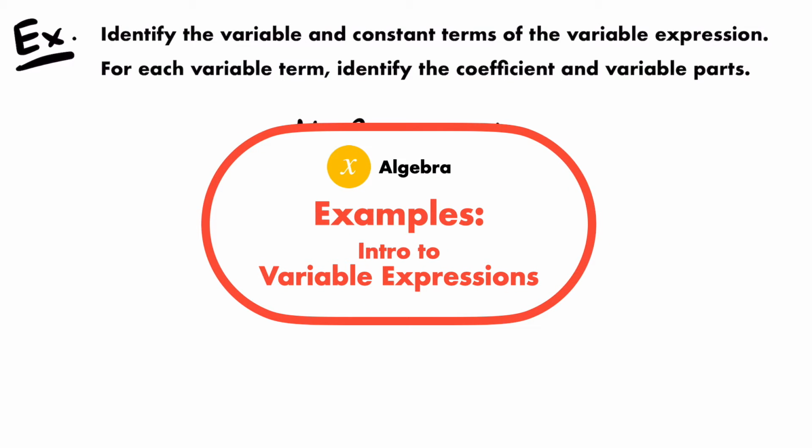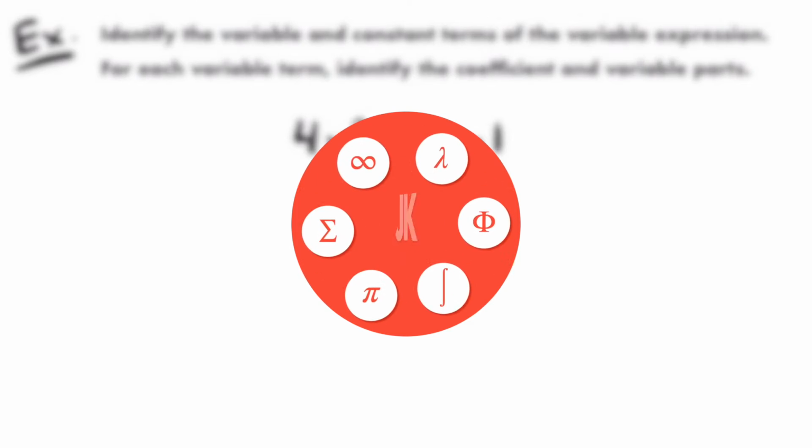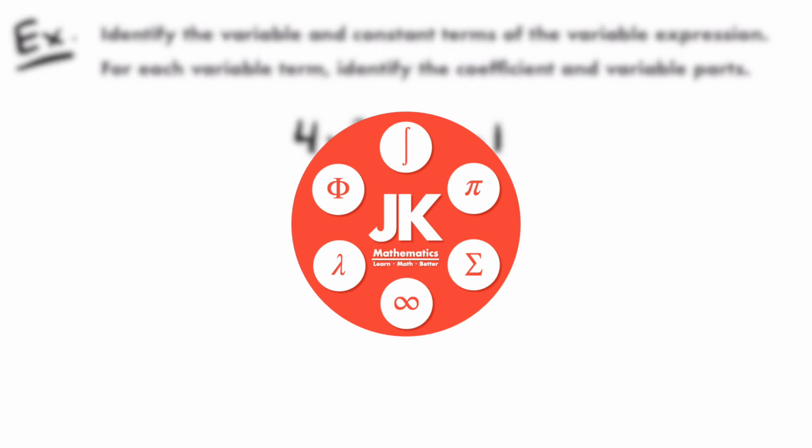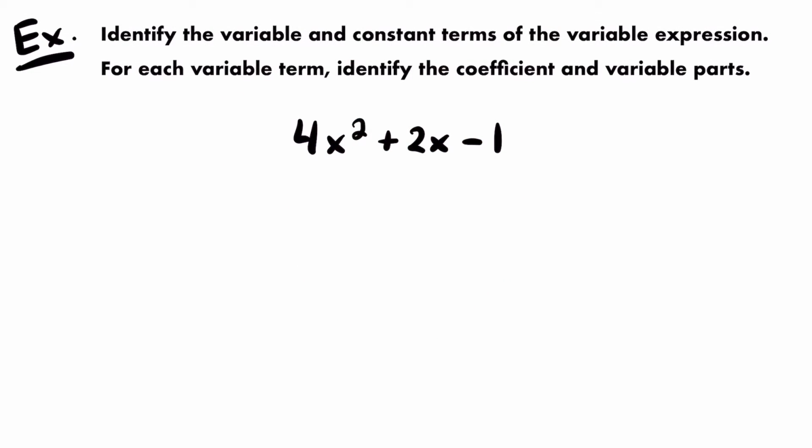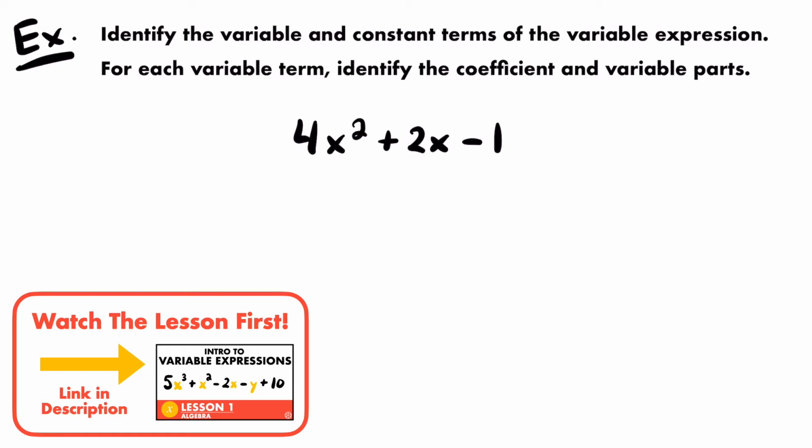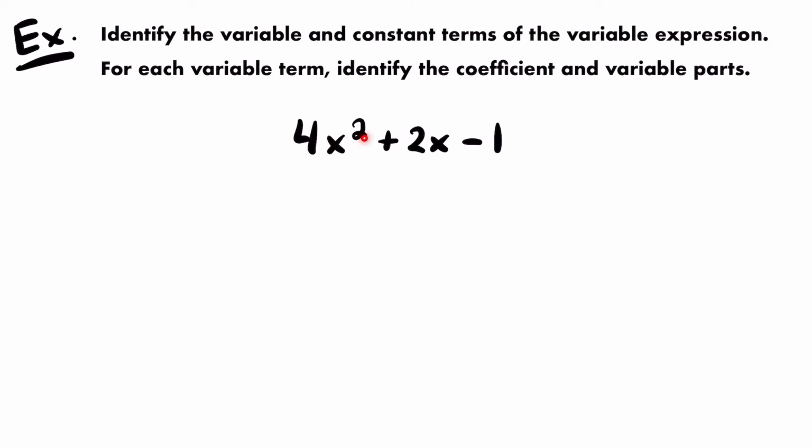Welcome back. Let's practice identifying the parts of variable expressions. All right, so here's our first example. We want to identify the variable and constant terms of the variable expression. For each variable term, identify the coefficient and variable parts. All right, so our variable expression here is 4x squared plus 2x minus 1.